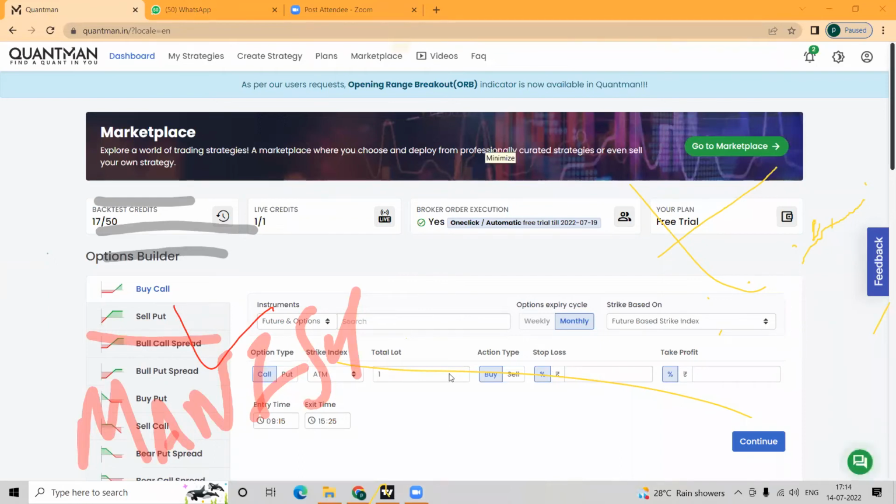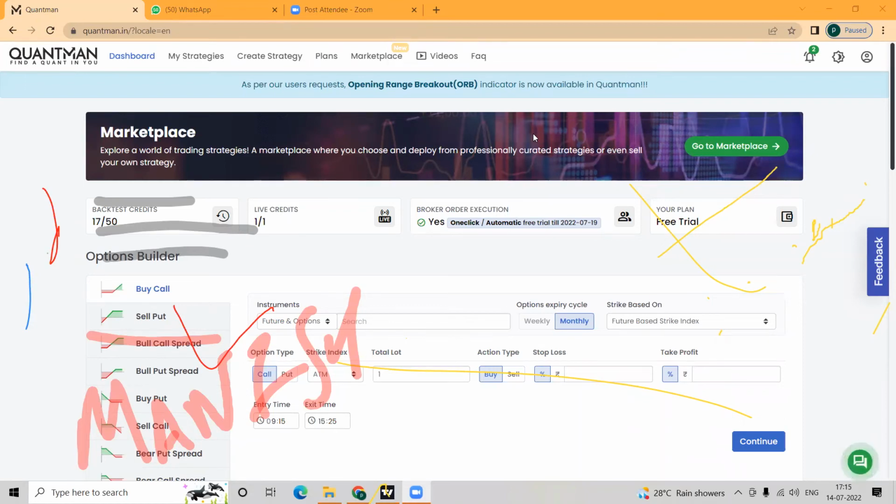Sure, Rajesh. Yes, any other queries? Bharat raised the hand. Yeah, Bharat, go ahead. Trailing stop loss, we are working on that. Probably next week you will get the trailing stop loss.